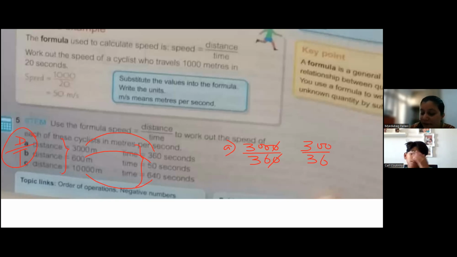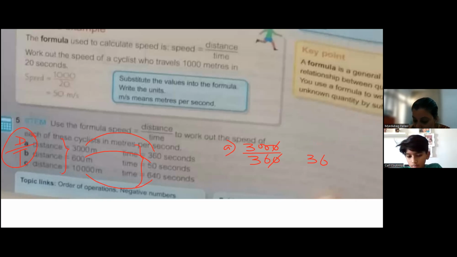So 300 divided by 36. What can we do? Either we can directly divide 300 by 36, but a better approach is to first simplify this fraction further. We have learned that we can simplify fractions if the two terms have any common factors. So we can simplify it with 3, isn't it? Because 300 is divisible by 3 and 36 is also divisible by 3, right? So let's cut it with 3.